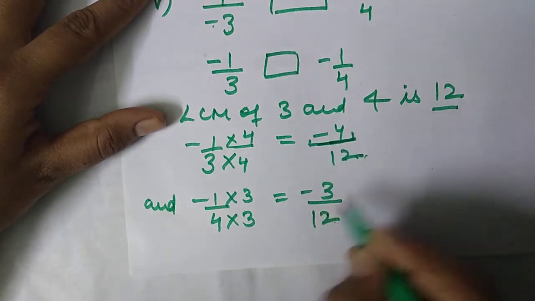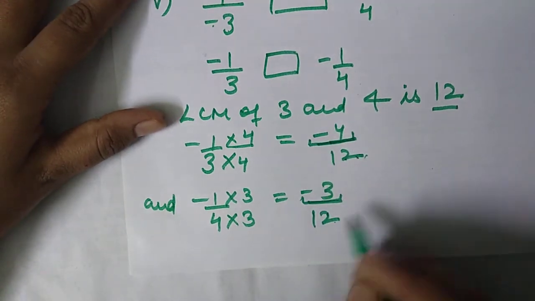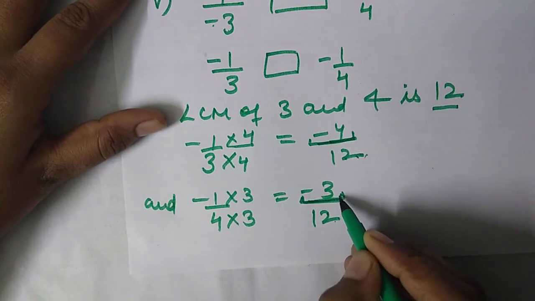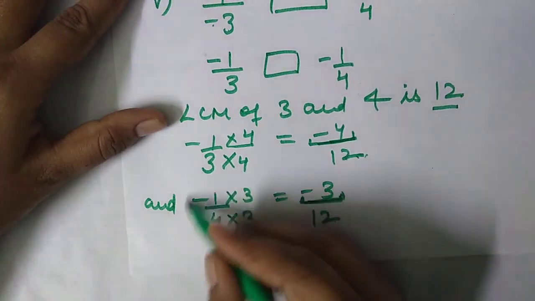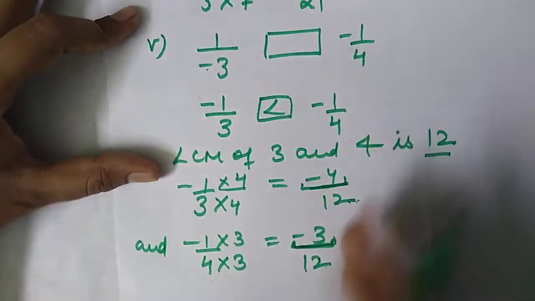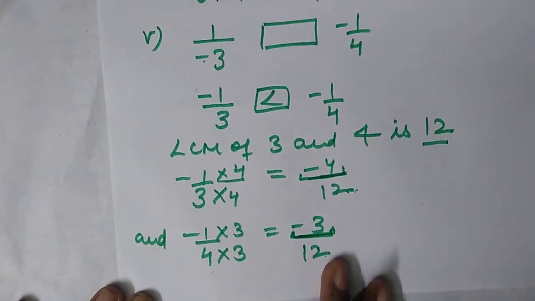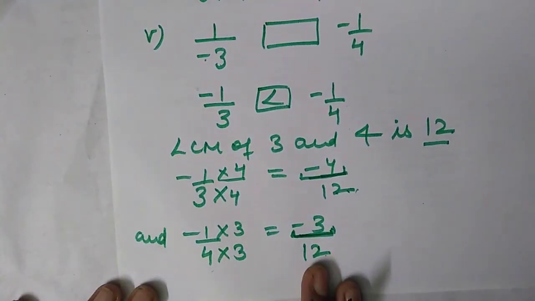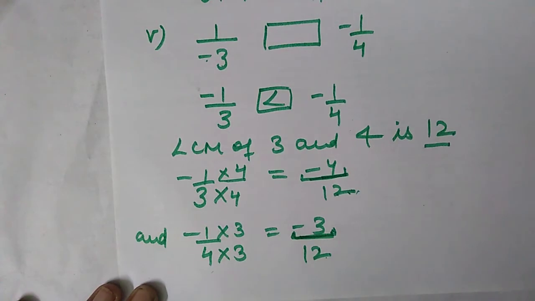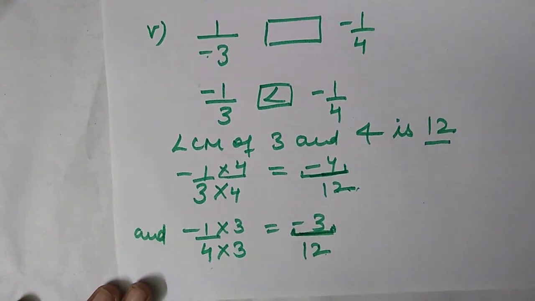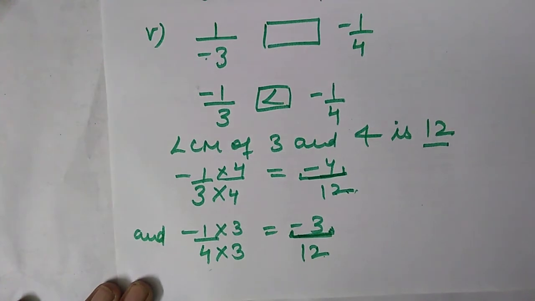This is minus 4 and this is minus 3. Which one is greater? This minus 3 is greater than minus 4. So this minus 1 by 4 is greater. This way you have to compare the rational numbers. You have to make the denominator the same and then compare the numerators. So this is your question number 8. I have explained the topic as well as the question.